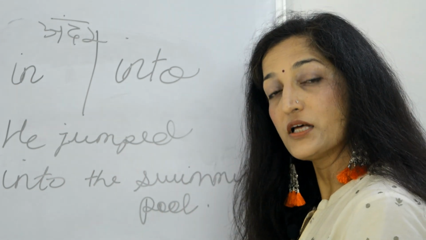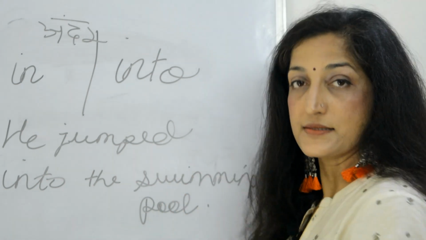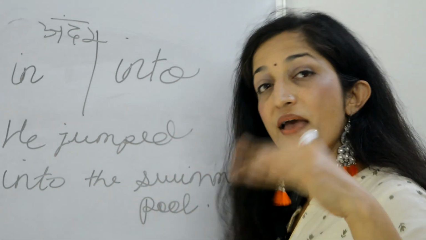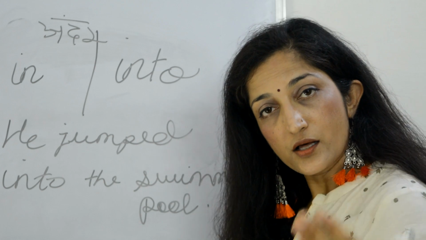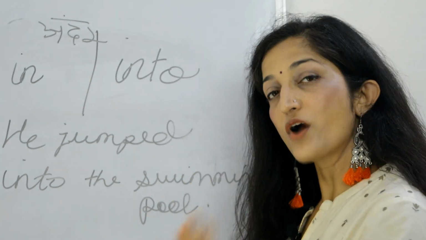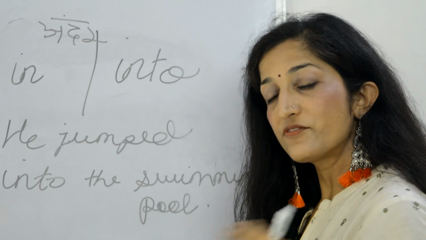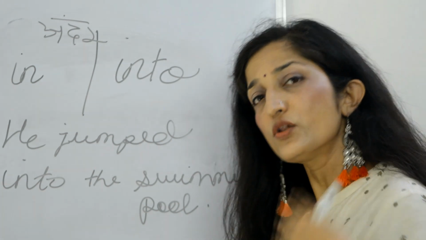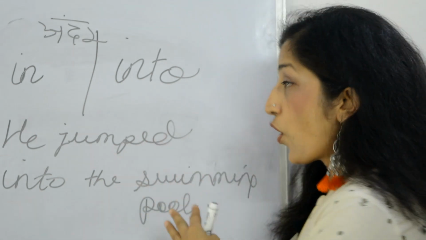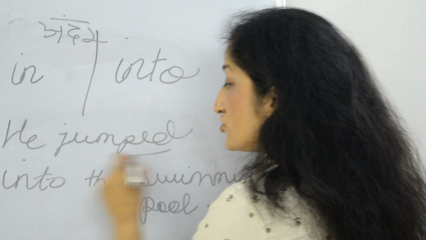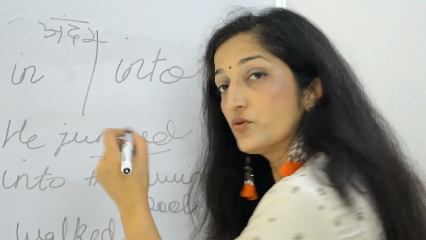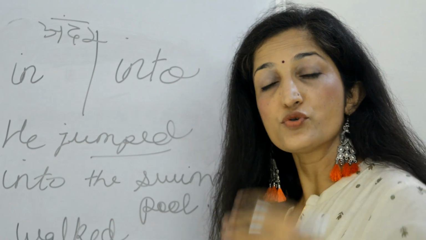He poured the milk into the glass. Okay, he poured the milk into the glass. So now there is some action taking place. He walked into the room. He walked in the room. When we speak, we say he walked in the room, but the correct English is he walked into the room. So when there is any action, jumped, walked, he walked into the room, then you will use your into.